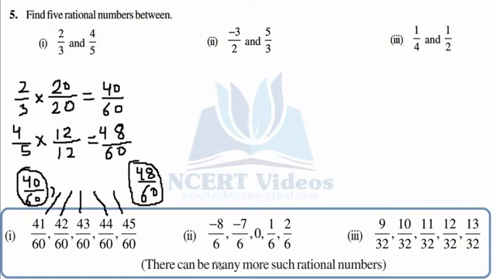Obviously, there can be many more such rational numbers in each of these questions, because between them we can also have rational numbers, which we can easily find by taking the mean or the average. So that is our first.